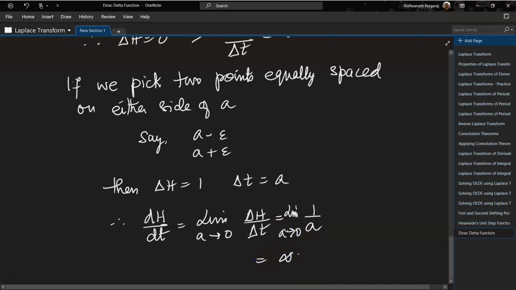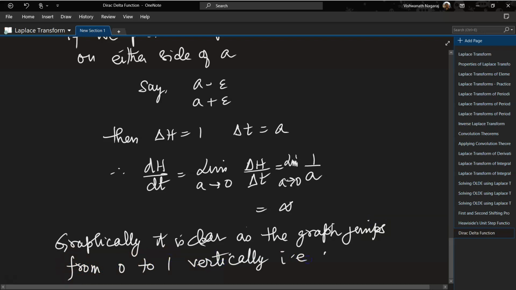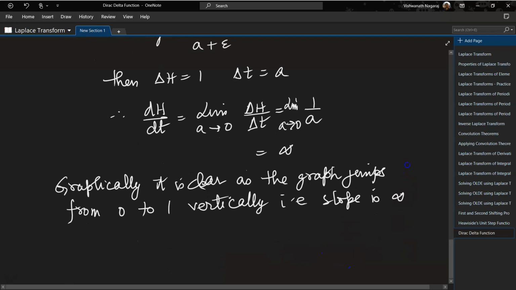Now this becomes infinite. Again, graphically it is clear, as the graph jumps from 0 to 1 vertically. That is, the slope is infinite. So therefore, dh by dt is equal to what? It is 0 when t is less than a, it is infinite when t is equal to a, and 0 again when t is greater than a.